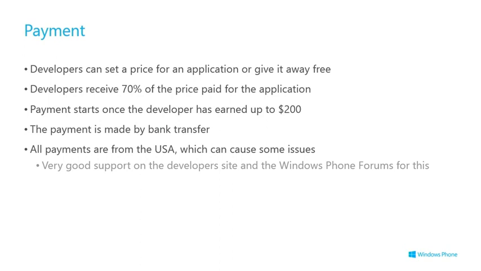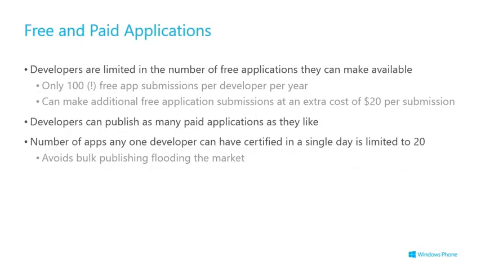Once you have earned $200 or more, you will start receiving payments from Microsoft, and the payments are made by bank transfer. You can submit in your annual, it's a year, so you have to pay $99 per year. You can submit any number of paid applications in that year.